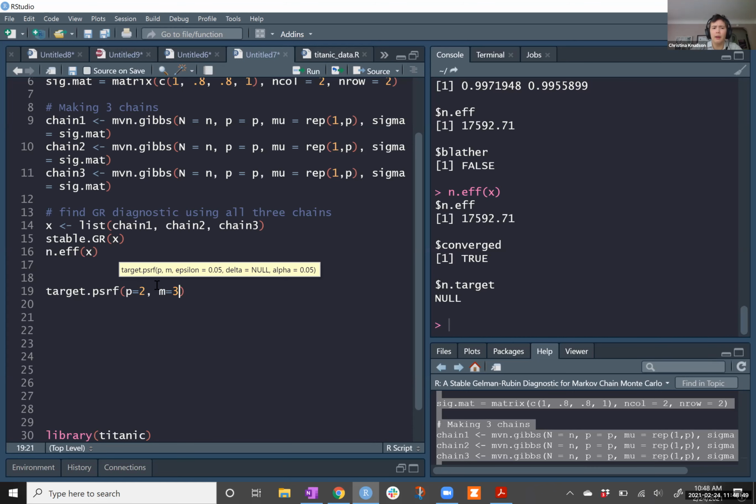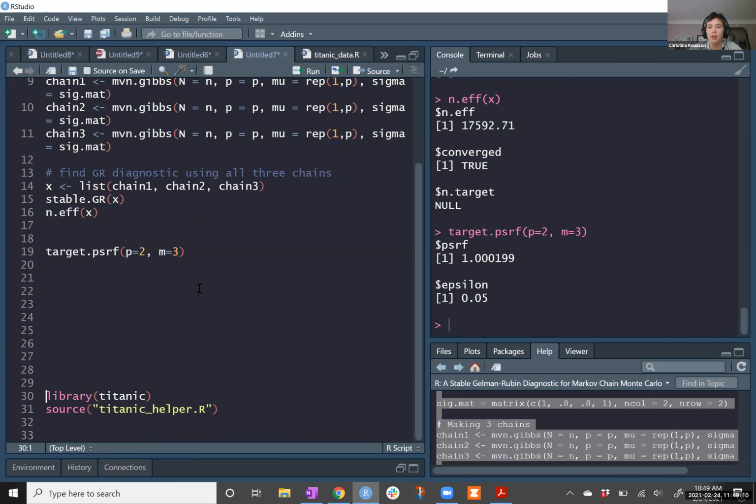And then kind of similarly to how, for a confidence interval, you can say, I want to be 95% confident, or I want to be 99% confident. And then you do your sample size calculation based on that level of confidence. Similar to that, we have a couple more things in there, which are just set as defaults. And we can see, okay, if we have 2 components and we're going to run 3 chains, our target multivariate PSRF should be 1.000199. And that would be what you would then target.